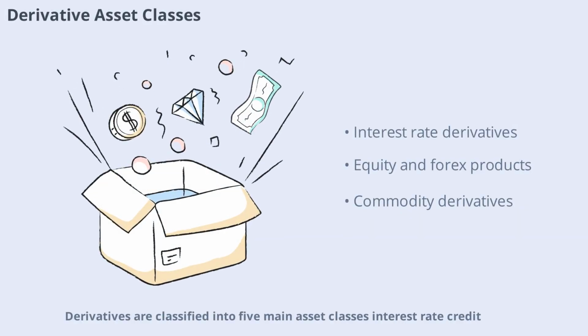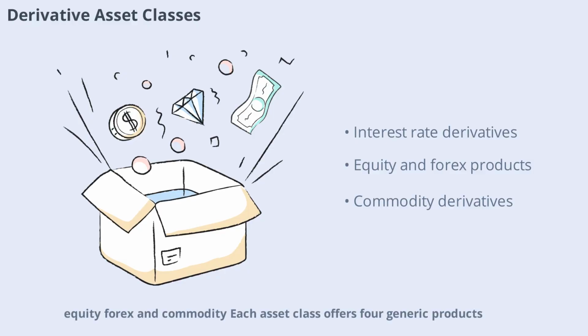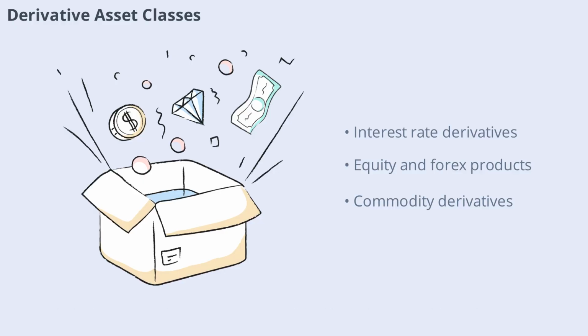Derivatives are classified into 5 main asset classes: interest rate, credit, equity, forex, and commodity. Each asset class offers 4 generic products: forwards, futures, swaps, and options. For example, in the forex market, derivatives are used to manage currency risk, while in the commodity market, they help stabilize prices for producers and consumers. This classification helps participants choose the right tool for their specific risk management need.